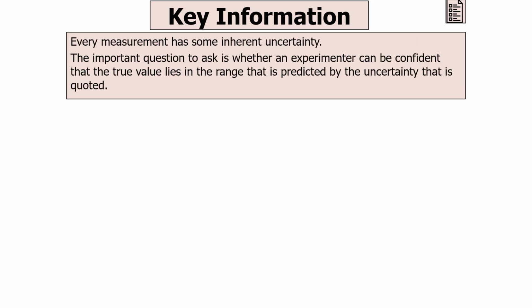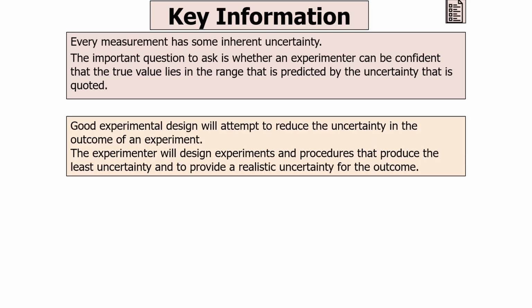So each measurement has some inherent uncertainty. The important question is to ask whether an experimenter can be confident that the true value lies in the range that's predicted by the uncertainty that is quoted. So good experimental design will attempt to reduce the uncertainty in the outcome of an experiment. The experimenter will design experiments and procedures that will produce the least uncertainty to provide a realistic uncertainty for the outcome.